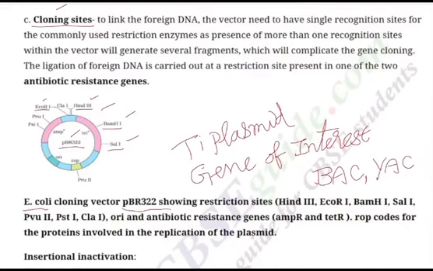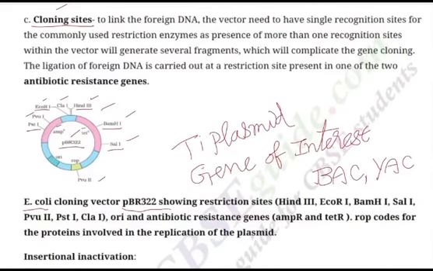PvuI and PvuII, and then PstI, this one, PstI, and ClaI, where is that ClaI? Yeah, ClaI is here. So ori, origin of replication, and antibiotic resistance genes: AmpR, ampicillin resistance, this one, AmpR, and TetR, tetracycline resistance.